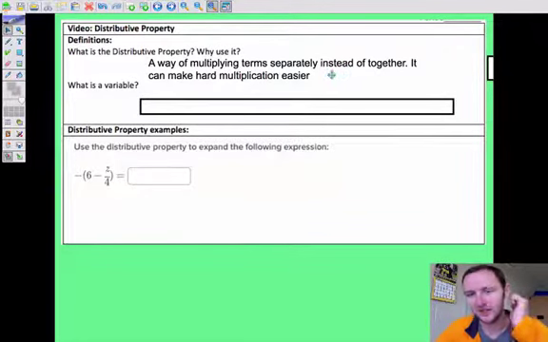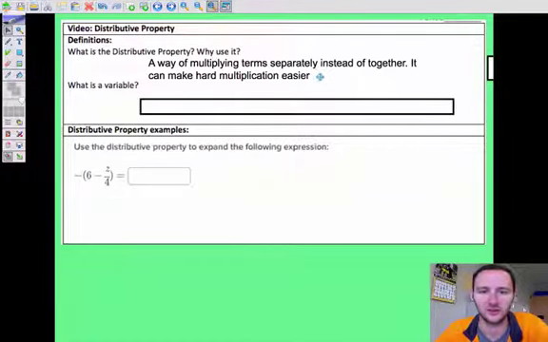We will also see it with variables. And so it can be a way of multiplying numbers with variables as well, and doing this separately in two different pieces.